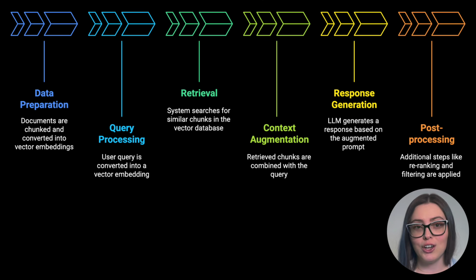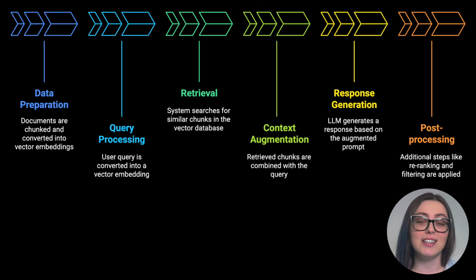The retrieved text chunks are combined with the original query to create an augmented prompt for the LLM. The LLM generates a response based on both the query and the retrieved context. The model now grounds its answer in specific information rather than relying just on its pre-trained knowledge. Some advanced RAG systems include additional steps like re-ranking retrieved results, filtering for relevance, or adding citations to sources.